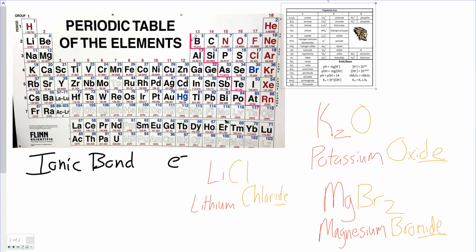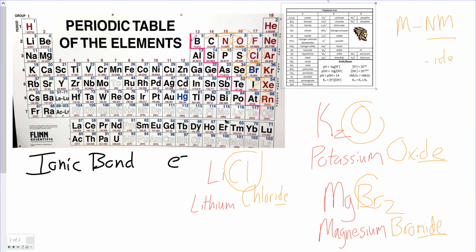It's always going to be to the right of the staircase because it's always a metal then a non-metal. So if you notice CL, O, BR, they're all over here. Because when we write it, it's always a metal followed by a non-metal. So the non-metal always gets the IDE ending. Does that make sense? Yes, thank you.